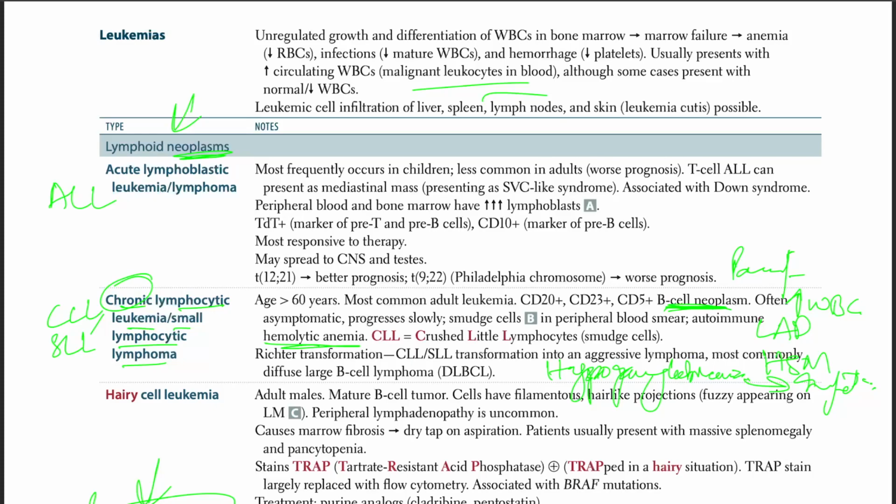And when it transforms into this large B cell lymphoma, this is just going to change into enlargement of that lymphadenopathy, lymph nodes, and hepatosplenomegaly. The patient already had this, but on top of this, now they're enlarging more.